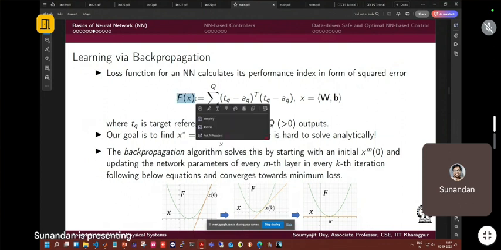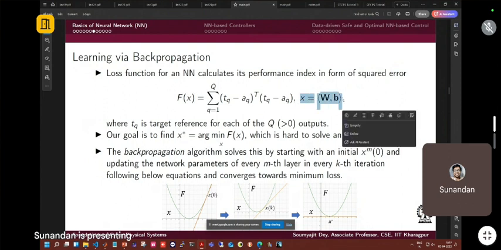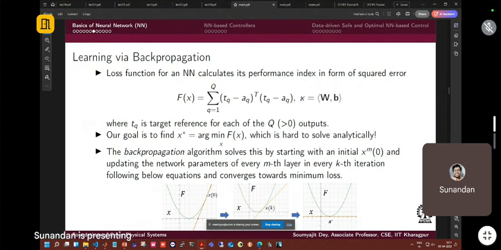That is what we denote as f of x. Here x is what we are trying to change: we are trying to update the biases and the weights of the neural network. We consider those as the states of the neural network while computing this. Our goal is to find a set of weights and biases such that this is minimized.